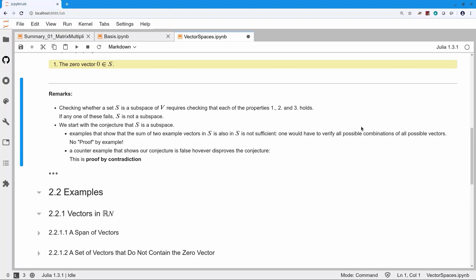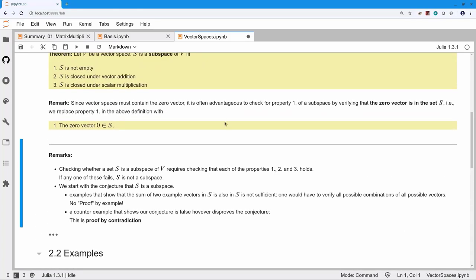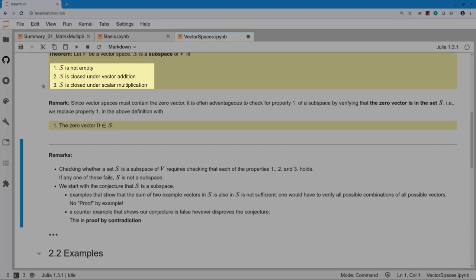Some more remarks: when I check whether or not something is a vector space, I need to make sure that all three conditions hold. So one must hold, two must hold, three must hold. If any one of them doesn't hold, I can stop the check right then and there and say, hey, wait a second, this S that I'm looking at is not a subspace.